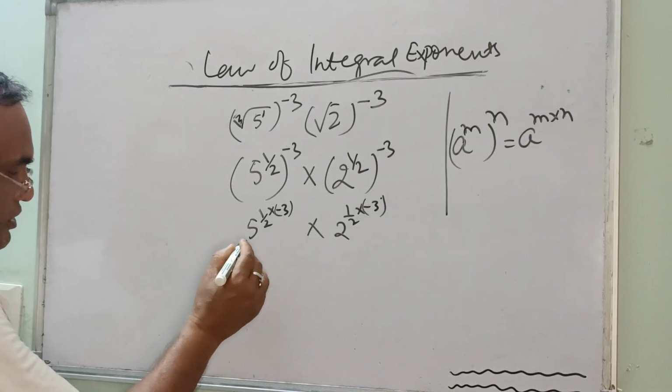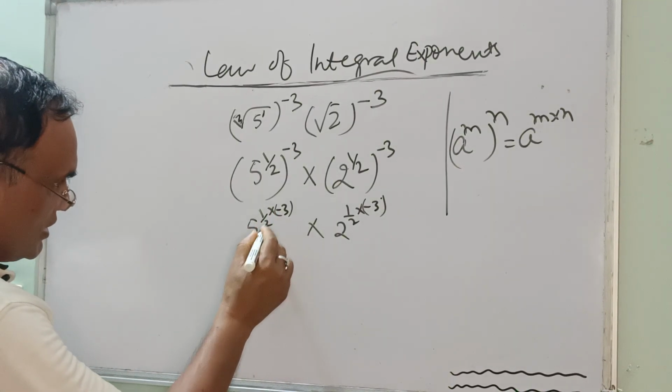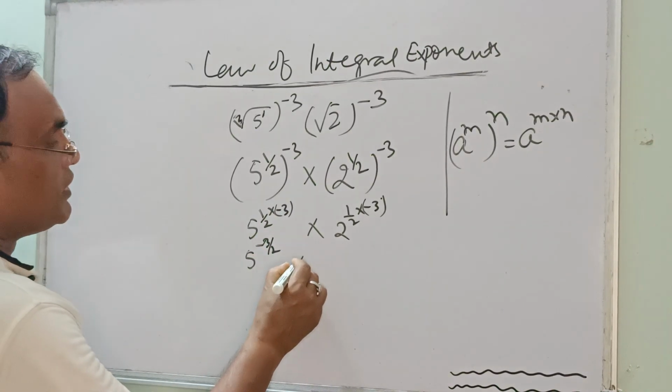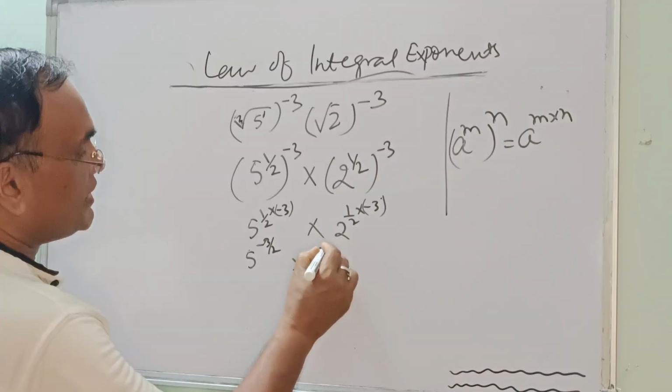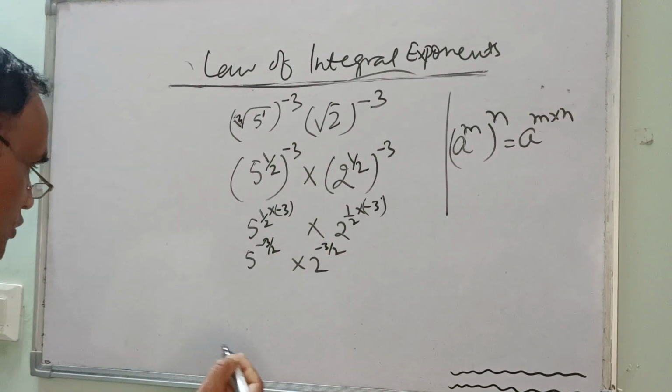So gentlemen, what will you write as the answer? 5 to the power half into minus 3, so you can write here minus 3 upon 2. Again 2 to the power minus 3 upon 2. Can you write minus 3 upon 2, minus 3 upon 2? No, no, no. What will you do? Now what will you do?